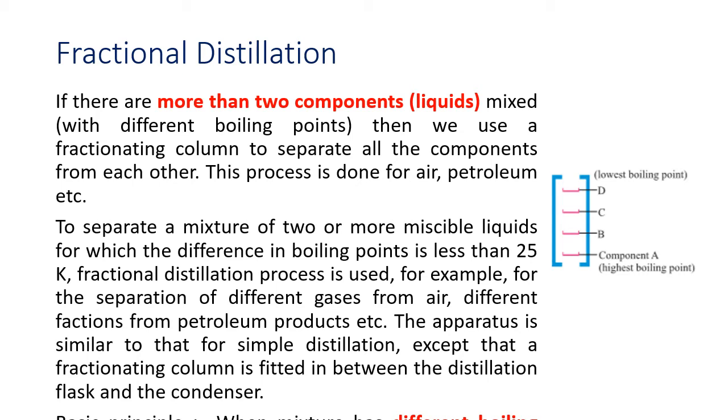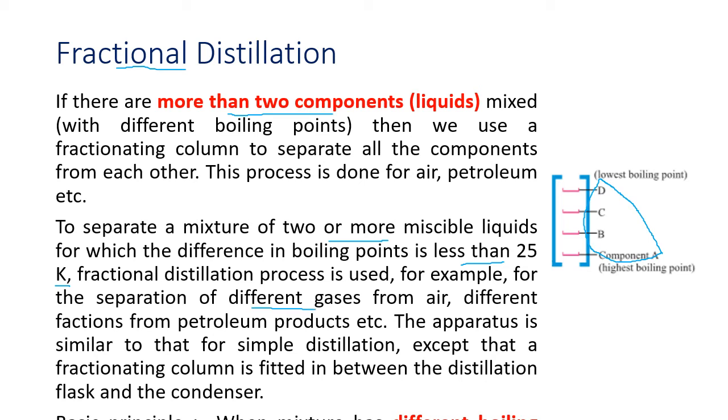Now, what if we have more than two components? When the liquids are not two but more than two, then we do something called fractional distillation. So you can see there are four miscible liquids A, B, C, D. They all have different boiling points. So what is done? To separate a mixture of two or more miscible liquids whose boiling point difference is less than 25 K, we use fractional distillation.